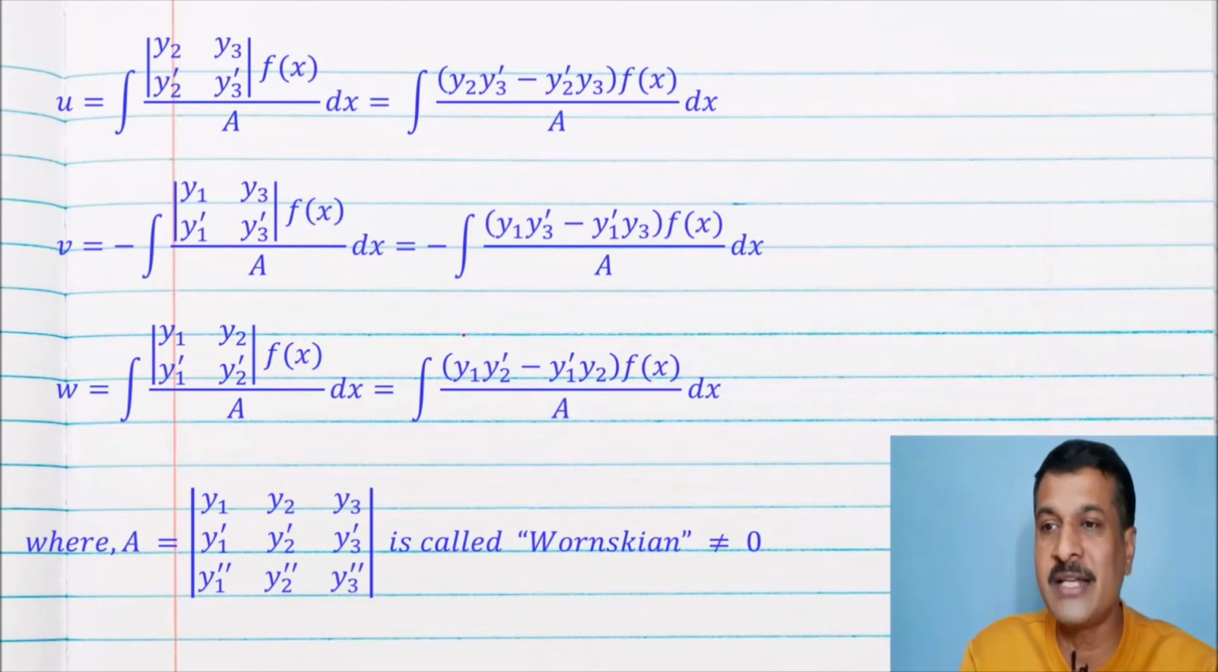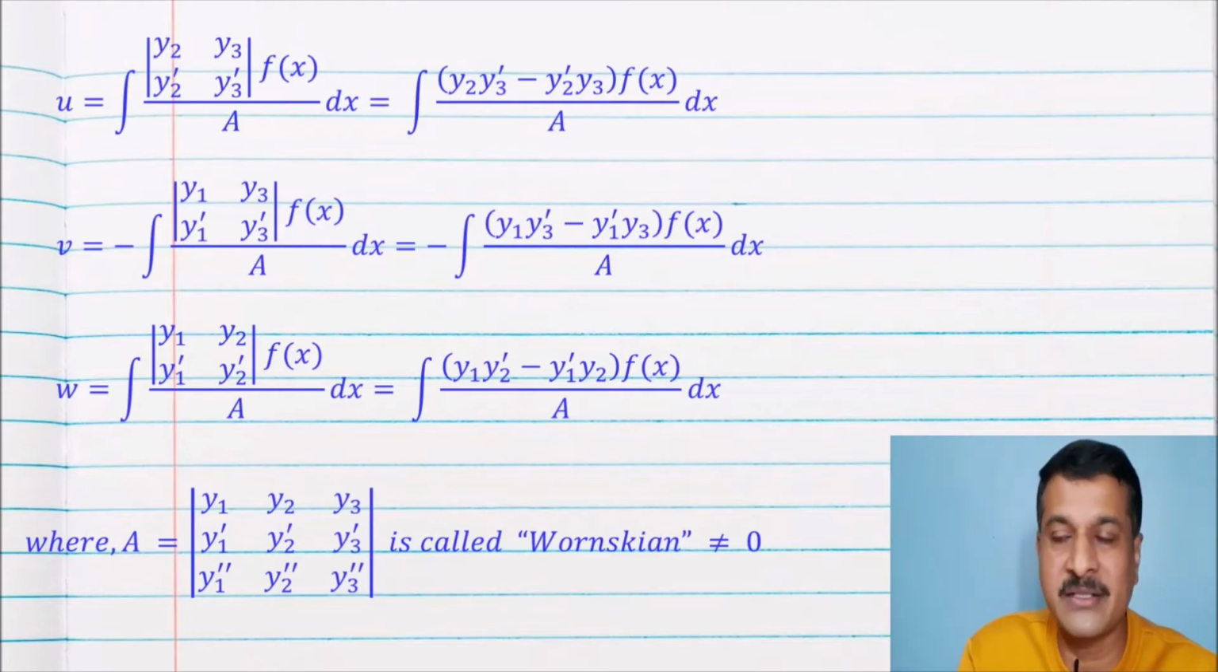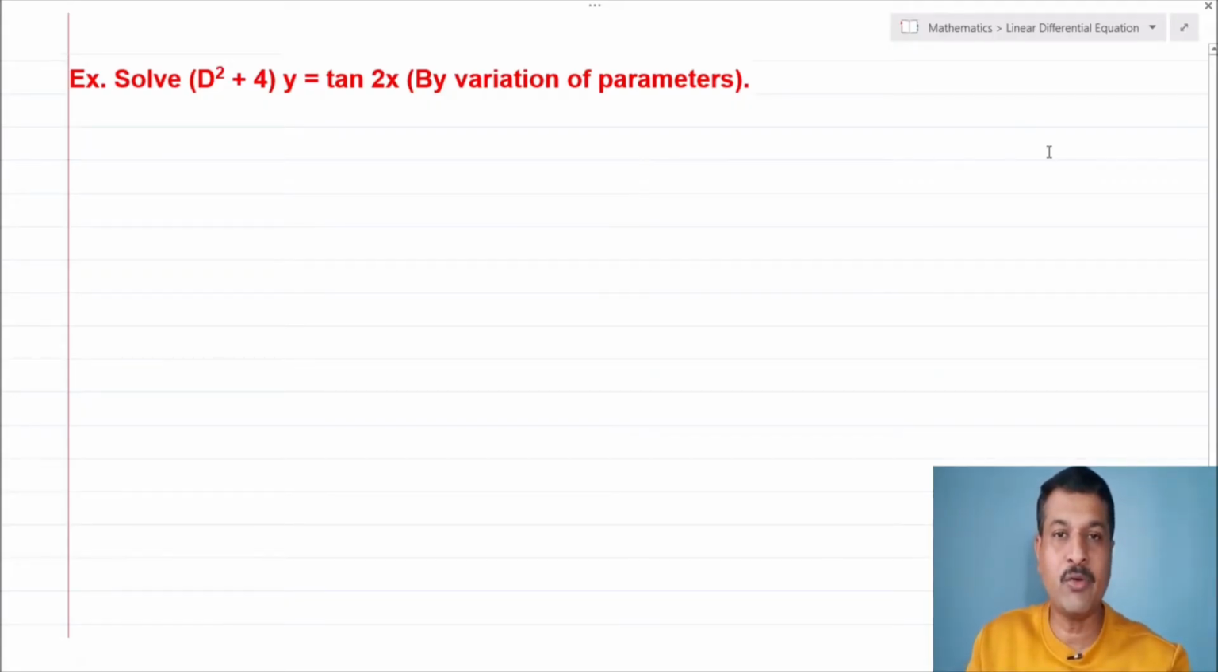If it is 0, then this method of variation of parameter fails, meaning not applicable. So let's consider some examples on this variation of parameter. Consider one example on variation of parameter. Solve (D square plus 4) operating on y equal to tan 2x by variation of parameter. It means that we have to solve this example by the variation of parameter method.